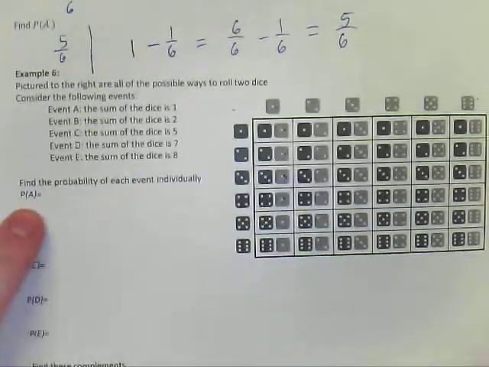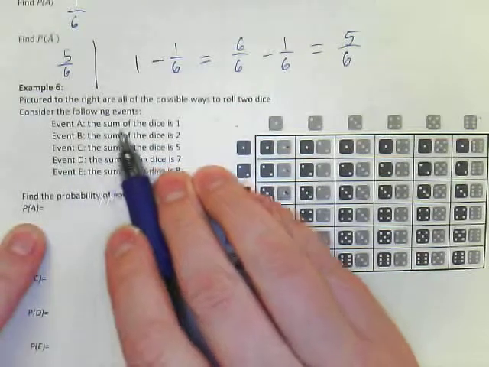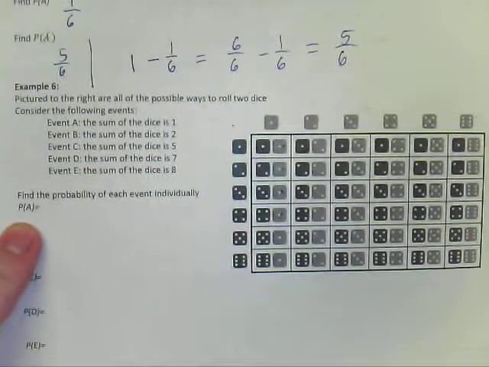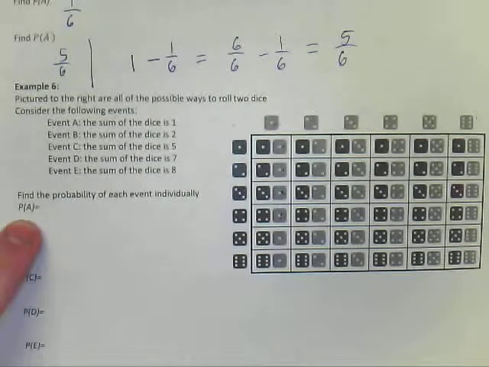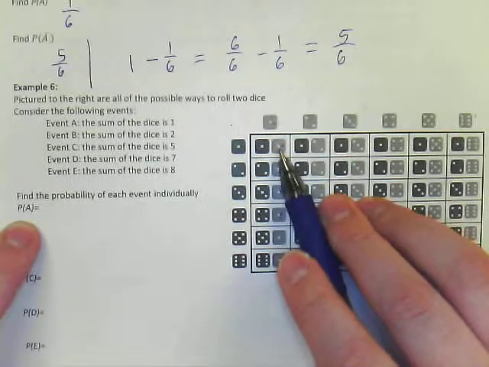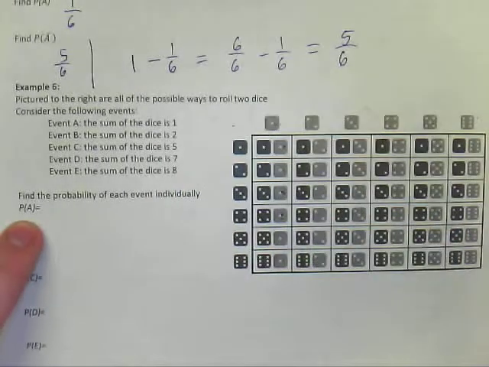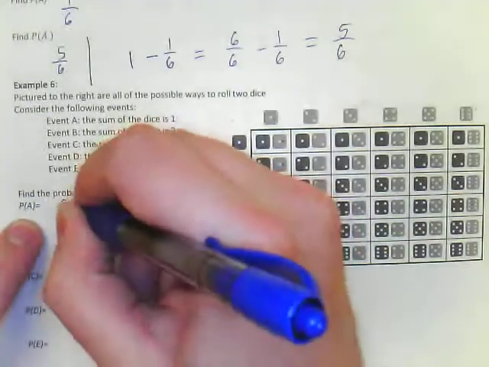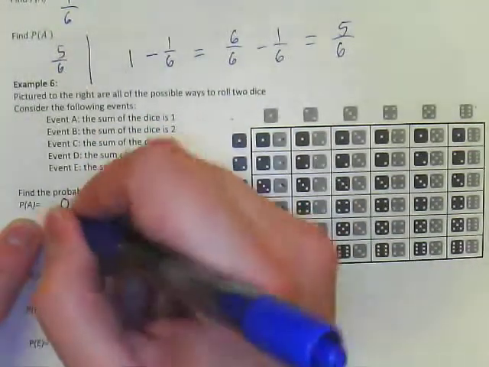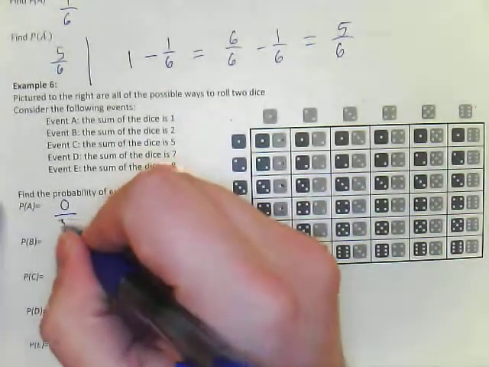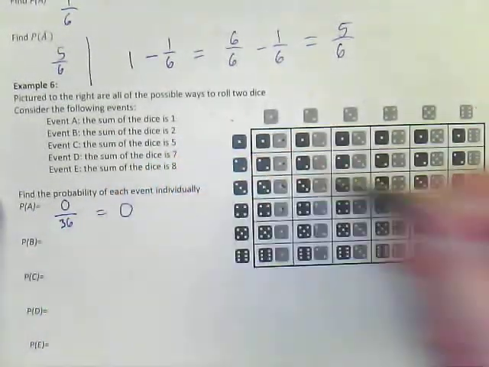Okay, so the probability of event A. Event A is the sum of the dice being 1. There's actually no possible way to get a sum of 1 if you have 2 dice, because the smallest roll you can get on each die is 1, and so the sum of those is going to be 2. So the probability of getting a sum of 1, there's no way to do that. There are 0 ways to get a 1 out of the possible 36 possibilities, so 0 out of 36, which is just 0.